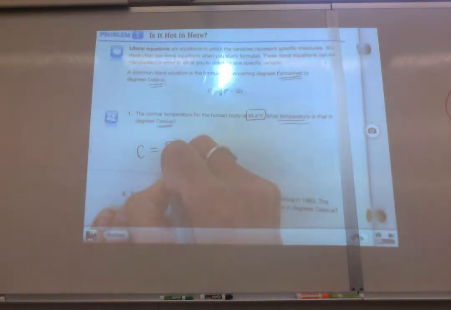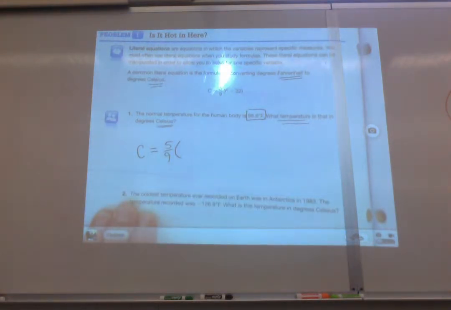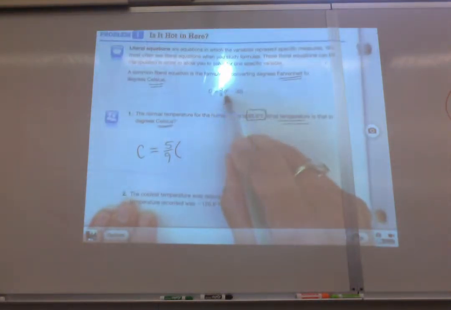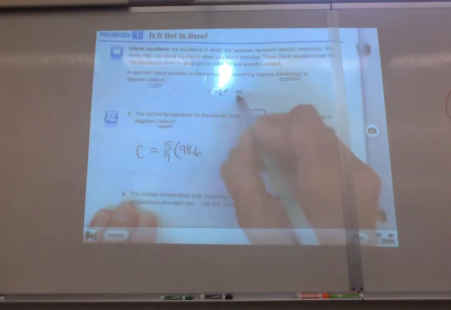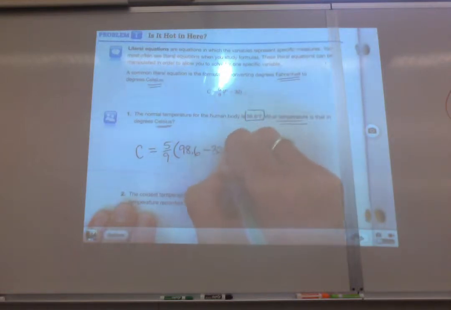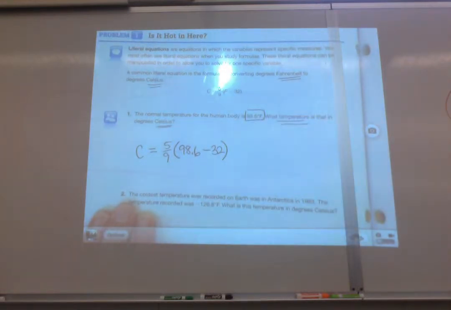5/9 parentheses. Instead of F, in order to convert, I'm going to put in the Fahrenheit degrees that I know, 98.6. According to my formula, I'm going to subtract 32 from that number. Go ahead, right now at your tables, find a value, please. There are calculators back behind Christian, if you didn't pick one up yet and would like a calculator. Subtract first, times and divide second.